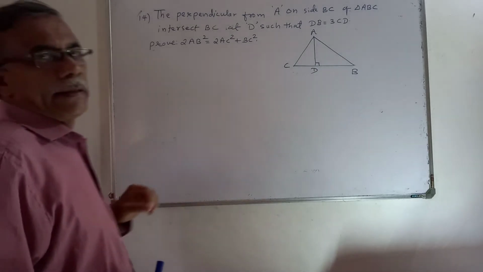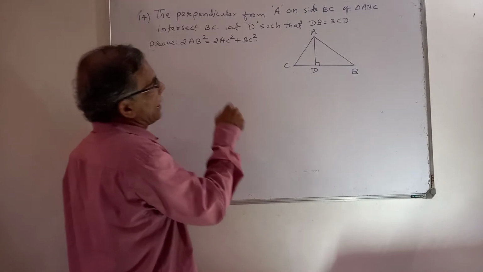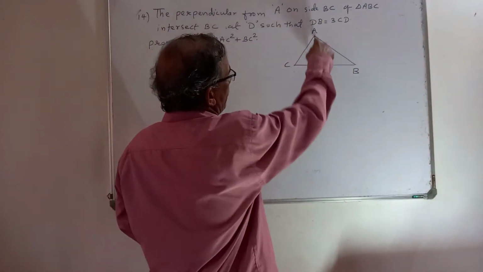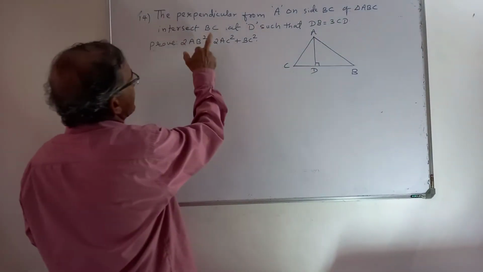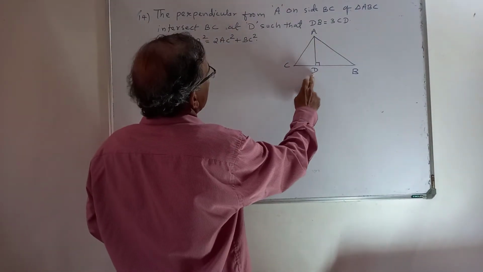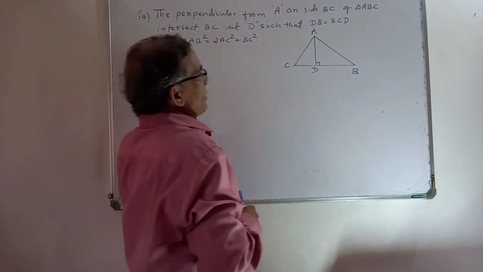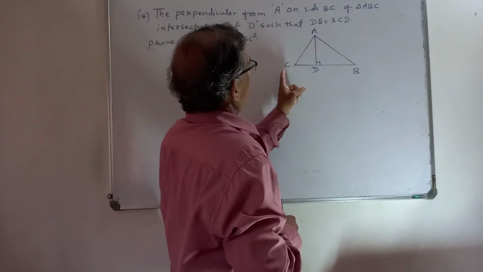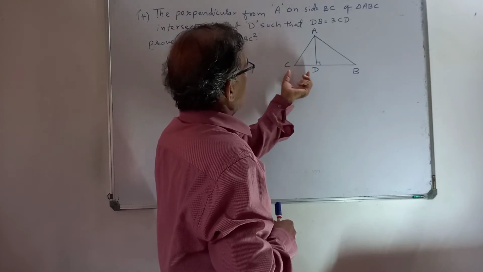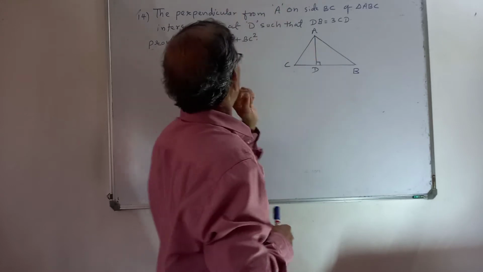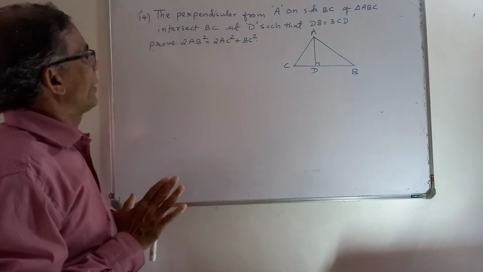Now let us study this proof. The perpendicular from A on side BC of triangle ABC intersects BC at D, such that DB is equal to 3CD. So this is the relation between DB and CD. 3 times CD is equal to DB, that is given, and we have to prove 2AB square is equal to 2AC square plus BC square.